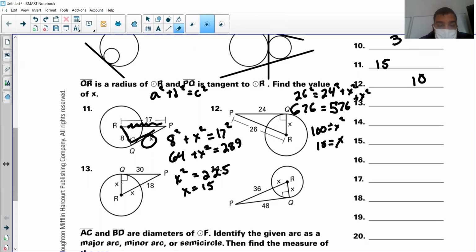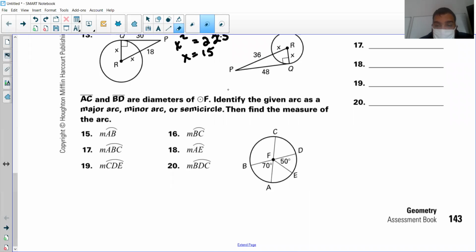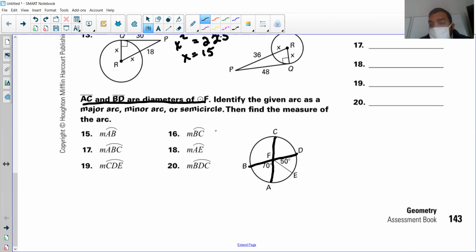All right, 13 and 14, I will not give you, so you don't have to worry about that. Let's talk about 15 to 20. AB and BC are diameters. AC and BD are diameters. So that right there tells you that should be a half a circle. Let's continue.